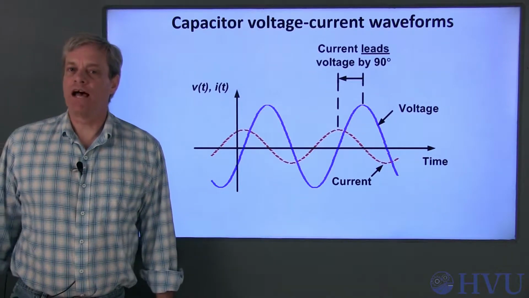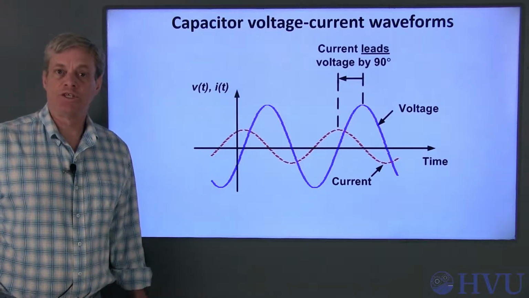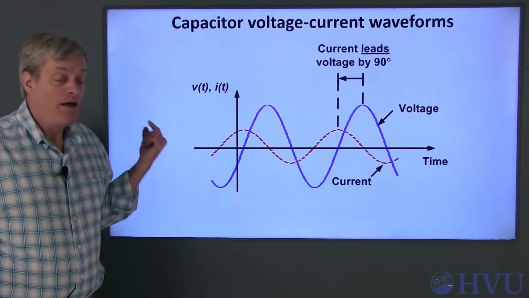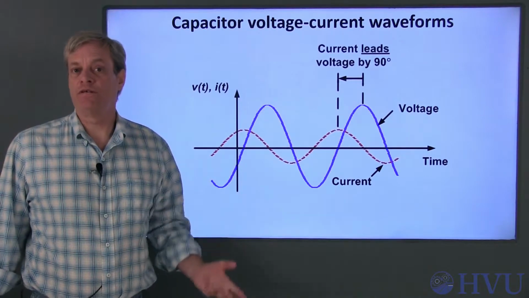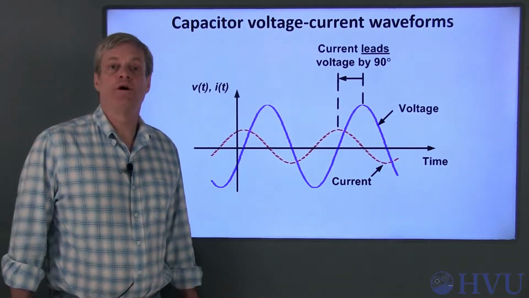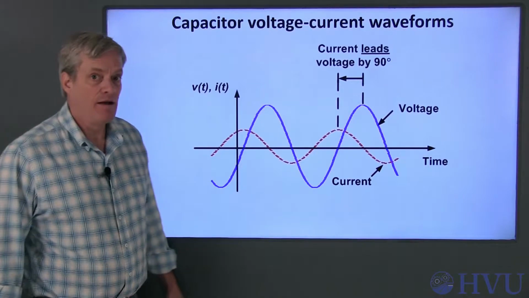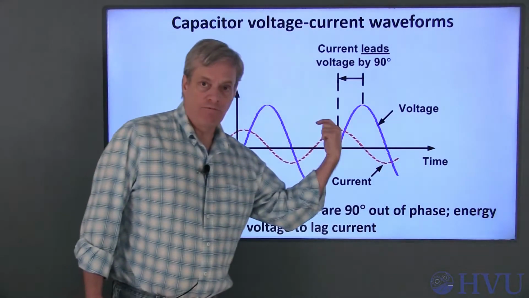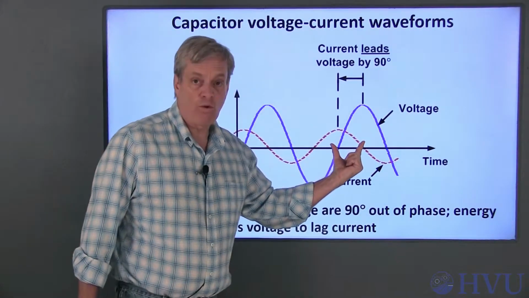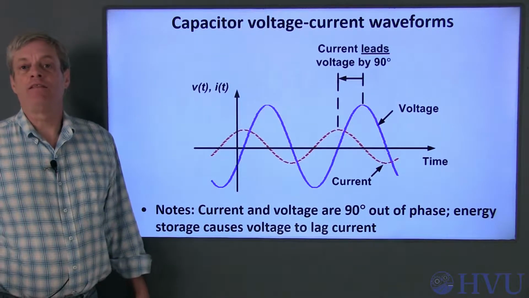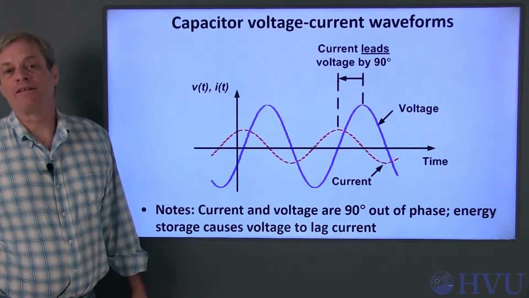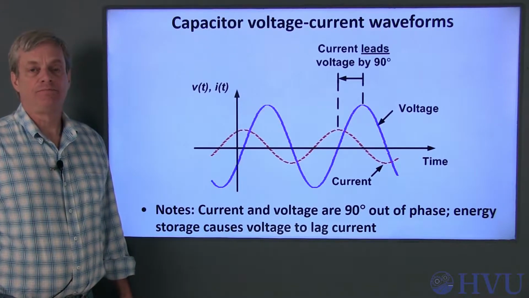The functions of time that correspond to the capacitor voltages and currents might look like this. The amplitudes are different. The voltage phasor magnitude is equal to the current magnitude times 1 over omega times C. The current leads the voltage by 90 degrees, or 1/4 of a period, regardless of the frequency. Equivalently, the voltage waveform is said to lag the current by 90 degrees.